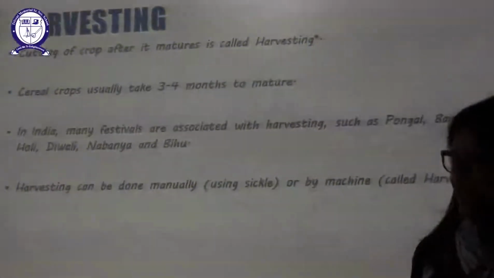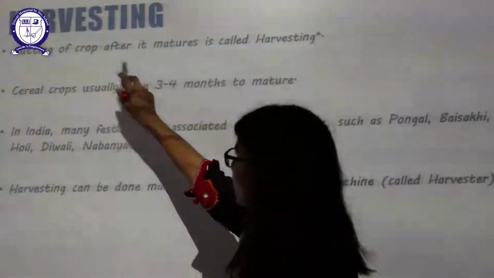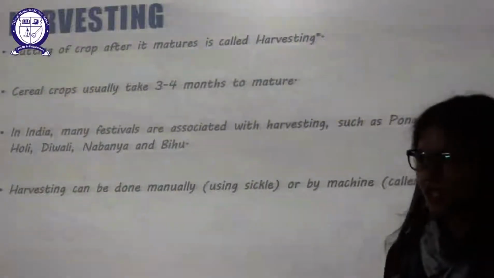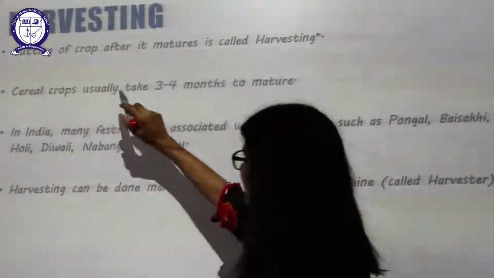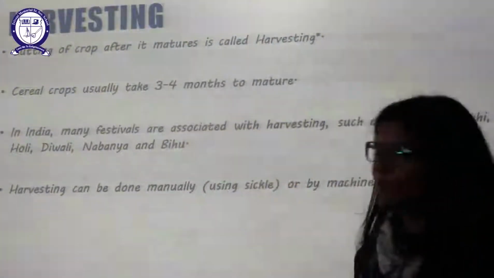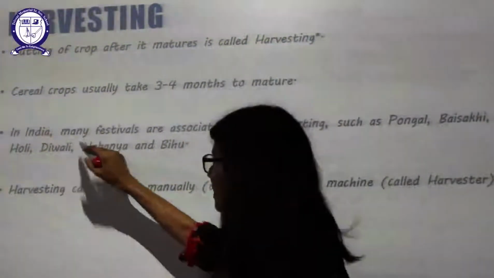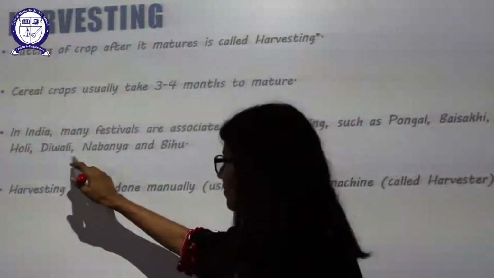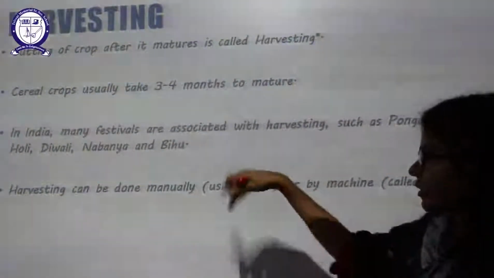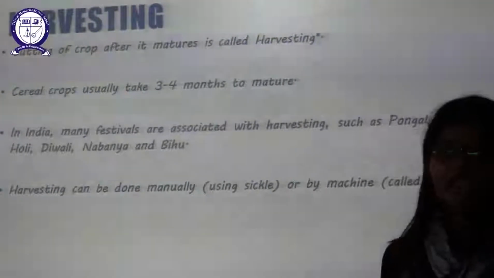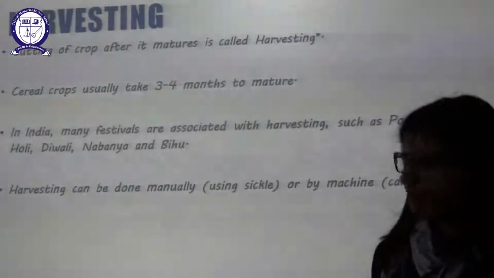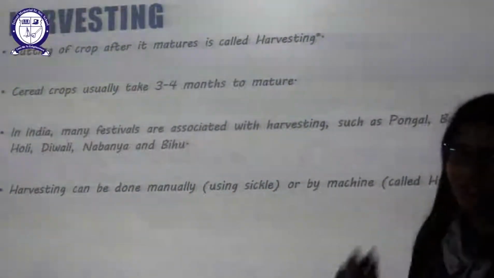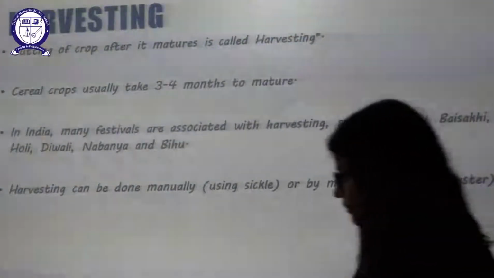Now next is harvesting. Harvesting is cutting off your crop after its maturation. This is the last step of your agricultural practices. Cereal crops take around 3 to 4 months to mature. In India, many festivals are associated with harvesting, such as Pongal, Vaisakhi, Holi, Diwali, Navratri, and Bihu. All these are known as harvesting festivals because they are associated with harvesting. Harvesting can be done manually using a sickle or by machine. Nowadays, we use machines only. It is called a harvester.